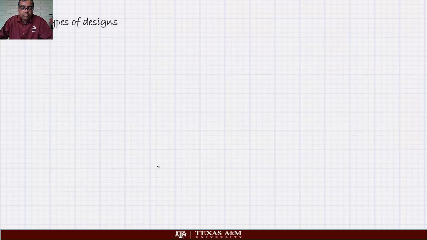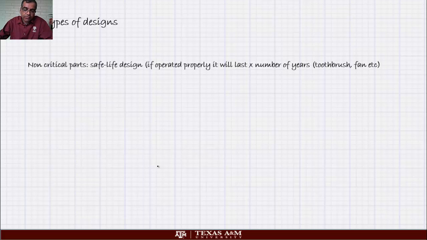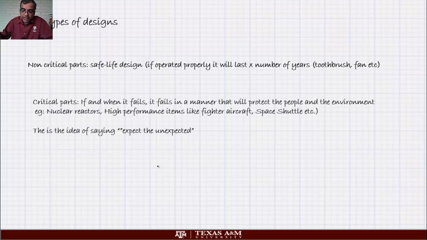Before we plunge in, I want to tell you that there are roughly 2 ways in which we deal with structural safety of designs. The first one is called safe life design, which is non-critical parts. The idea is that if you operate it properly, it will last so X number of years. For example, if you have a toothbrush or a fan or something like that, they will tell you safe life. Okay. The other one is what is called a fail-safe design. So this is fail-safe.